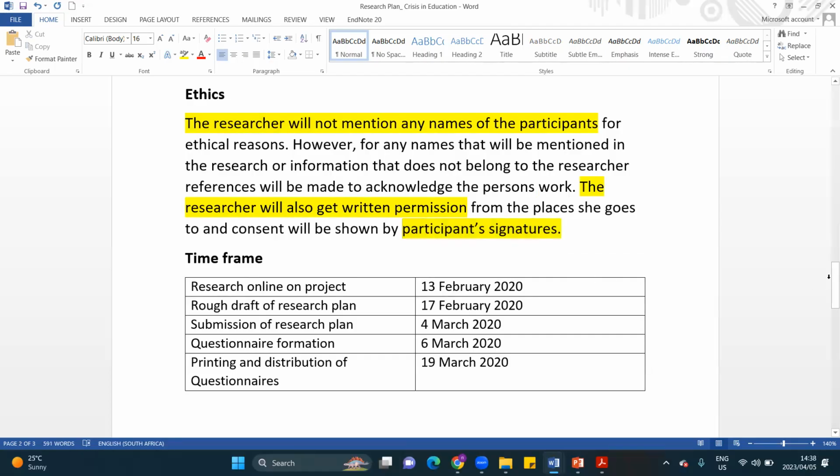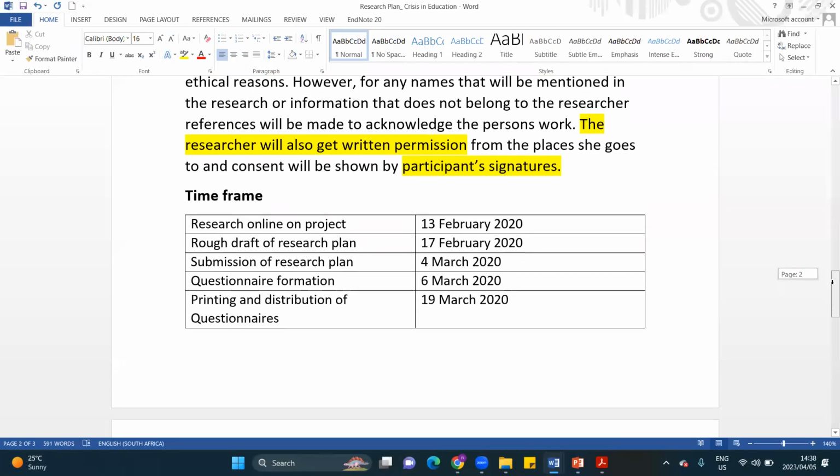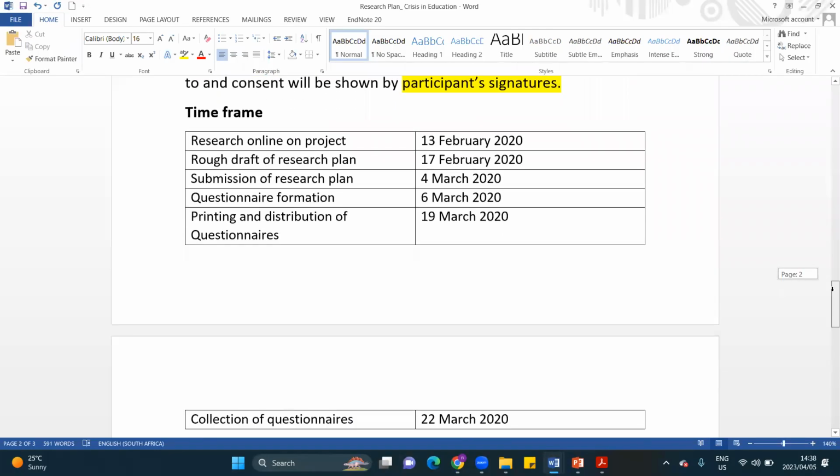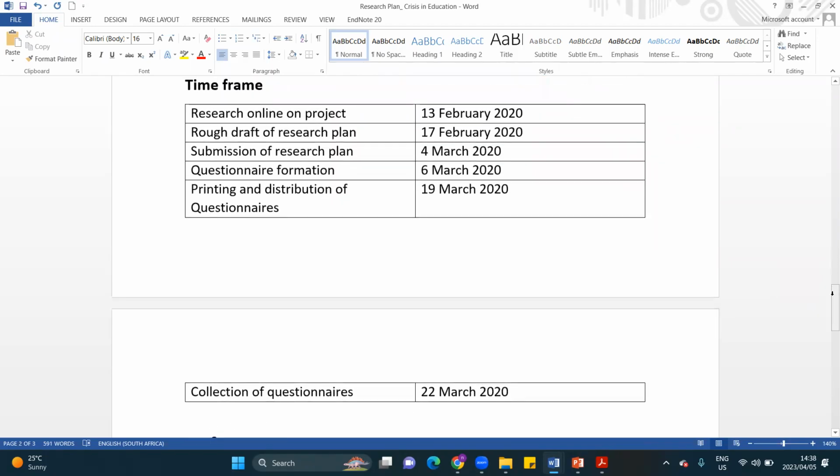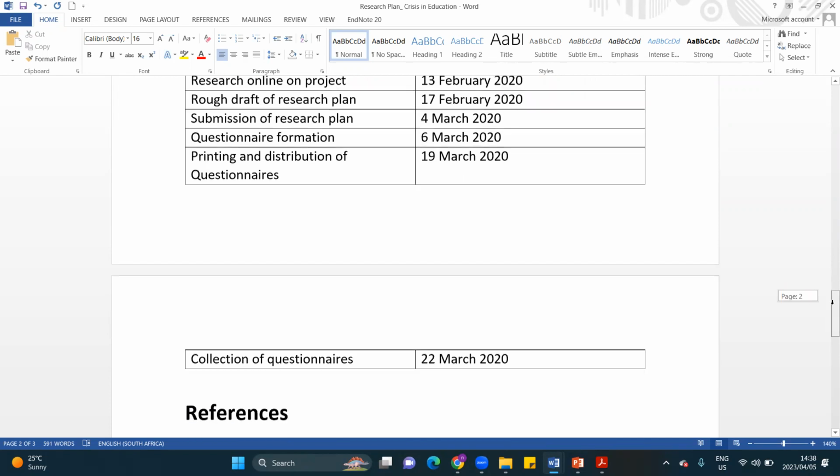Okay. Time frames. Let's look at the time frames. I like this one because it clearly outlines and we have a clear indication of when the learner is going to do what in the project. When is the learner going to start the questionnaires? When are the questionnaires going to be handed out? But there's also information missing because we don't know that collection of questionnaires is in March, and we would have liked to see more information about when the project would be completed.